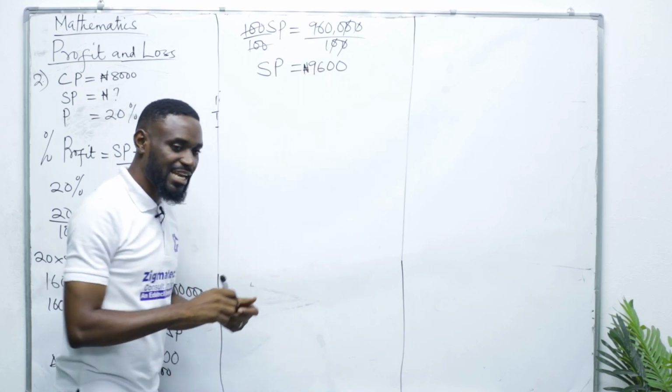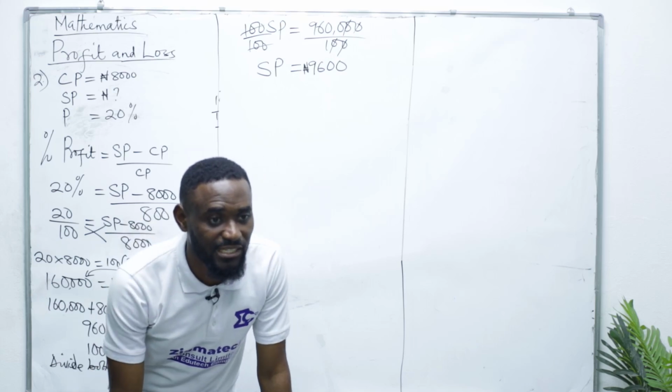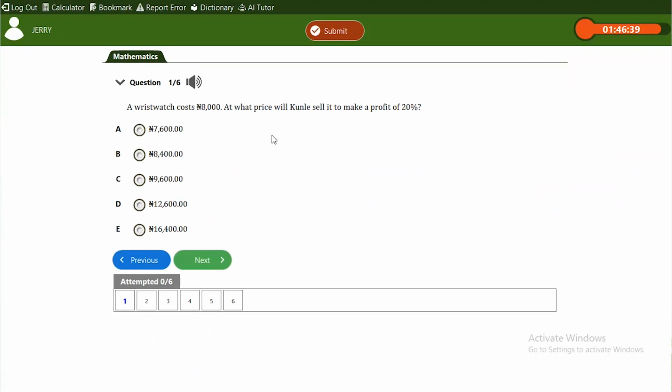So in Naira, it means the selling price that the wristwatch will be sold at to make a profit of 20% is 9,600 Naira. That is the selling price. 9,600, which is option C. Okay? So let's look at the next one.